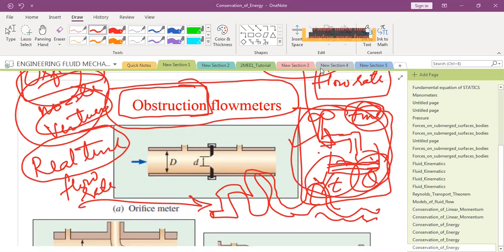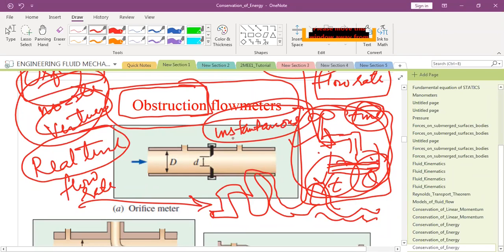It will give the average, won't it? It will give the average, so you will not be able to find out the instantaneous value. Any other practical difficulty? You will have to keep one end open, and that may not be practical in certain cases.